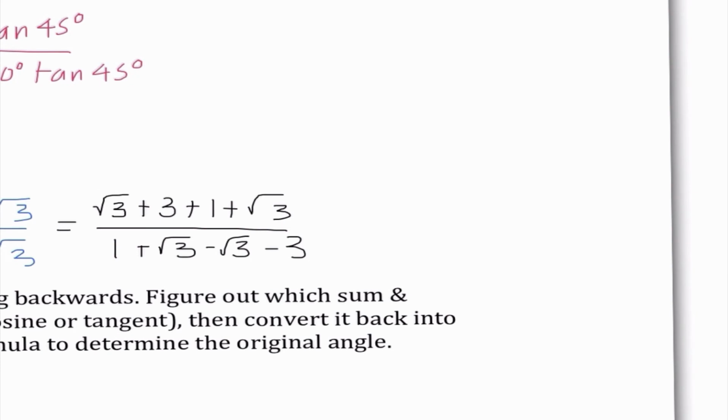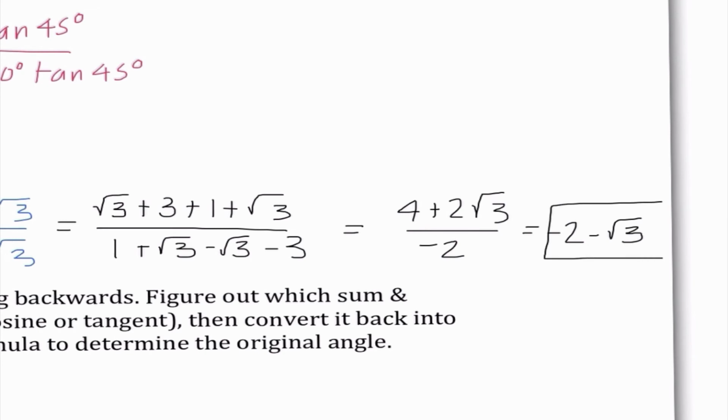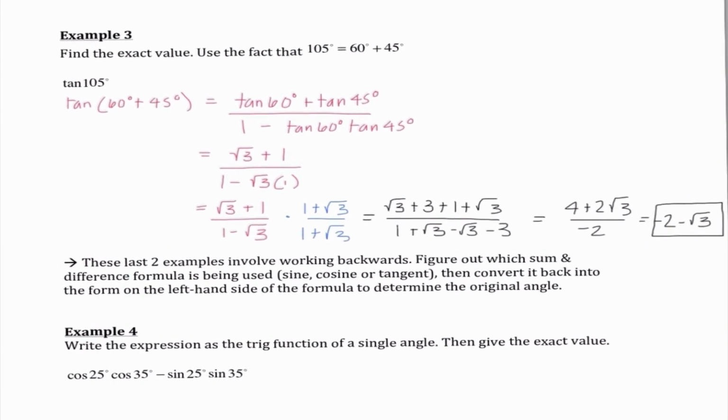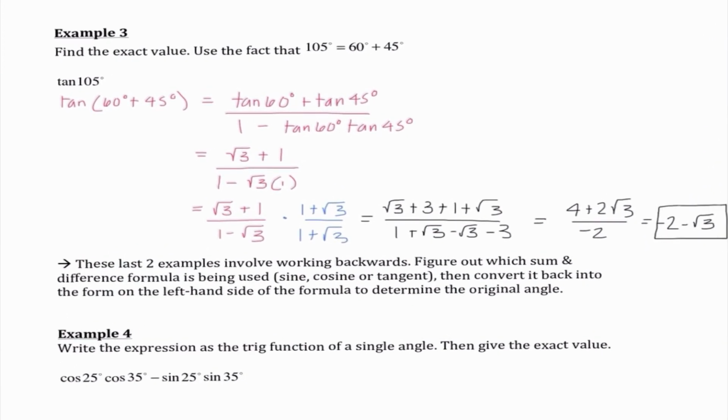So I'm going to add my like terms together. I get 4 plus 2 radical 3 over negative 2, which becomes negative 2 minus radical 3. So once again, my key steps in a problem like this, if I zoom out here, are to know this formula, know all of these trig functions, and then understand how to use the math to evaluate. Okay, so a lot of your problems are going to look like that tonight.